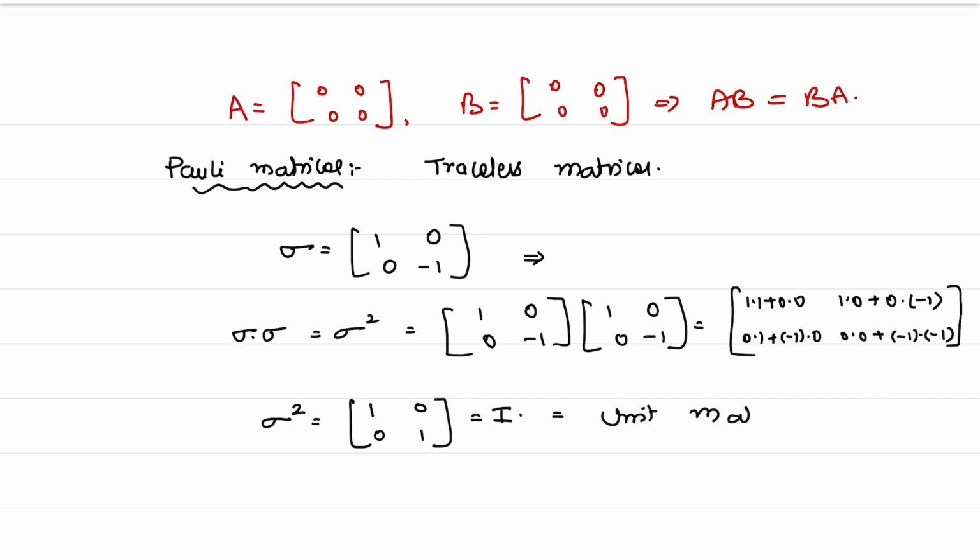You just see. Pauli matrix is a traceless matrix. But the square of the Pauli matrix is not traceless. It is an identity matrix or a unit matrix. And we know there are three Pauli matrices. What are they?